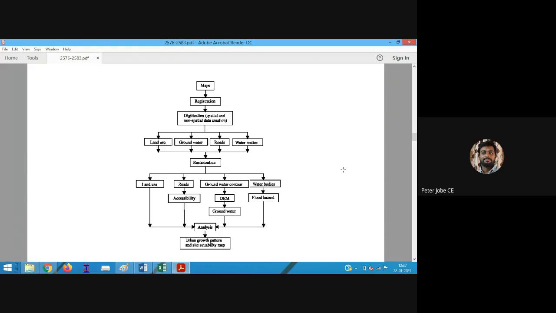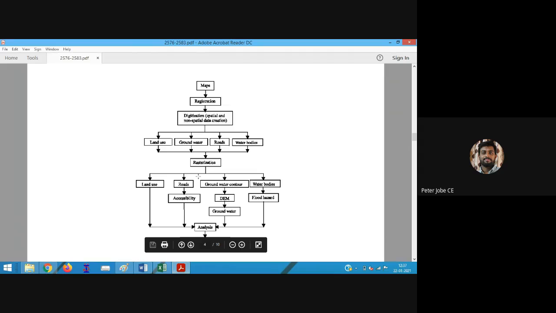So you can take help from this flowchart, where it says that first the maps are prepared, and then they are registered, or then they are manipulated using some software, and they will be divided into several themes like land use, groundwater, roads, water bodies, etc. Then they will be rasterized, and then all these things will be intersected to find out the suitability of each area of the total area considered.